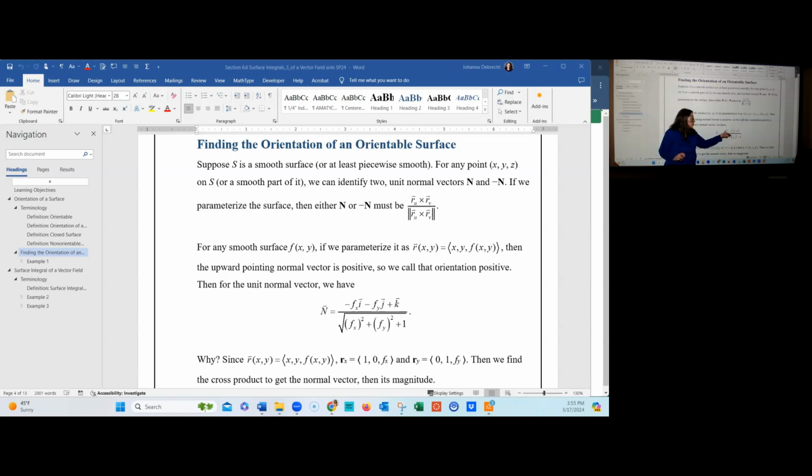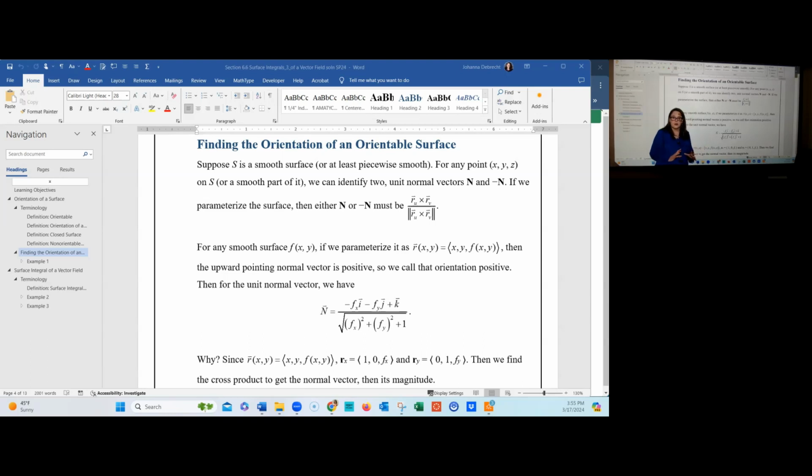The opposite of the partial of f with respect to x in the i hat direction, minus the partial of f with respect to y in the j hat direction, plus the k hat direction, divided by the magnitude of the vector in the numerator. That would give us the square root of the partial with respect to x squared plus the partial with respect to y squared plus 1 squared.